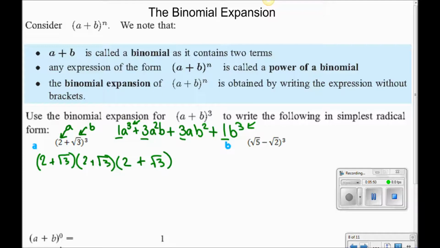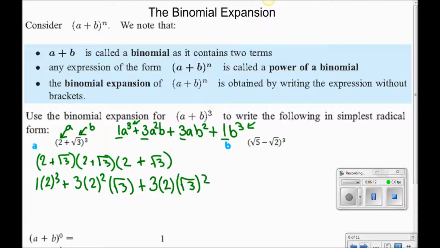Okay, so we're going to have 1 a cubed, so 2 cubed, plus 3 a squared. B is the square root of 3, and that's to the power of 1, plus 3 times our a, which is 2, times our b, and we want to square that, plus 1, and then b cubed. Okay, and then of course we simplify this.